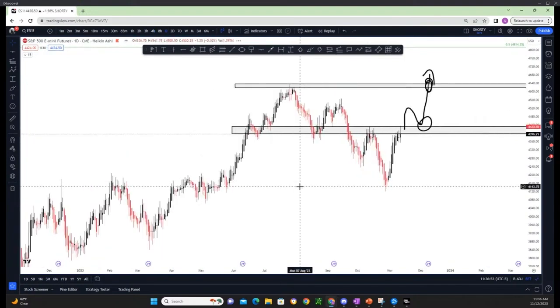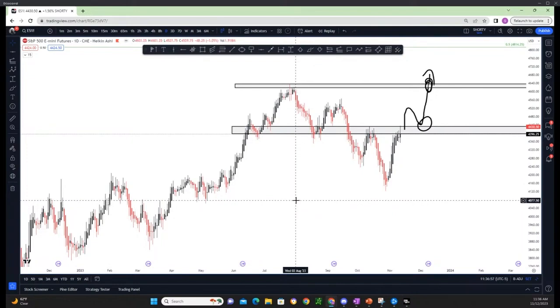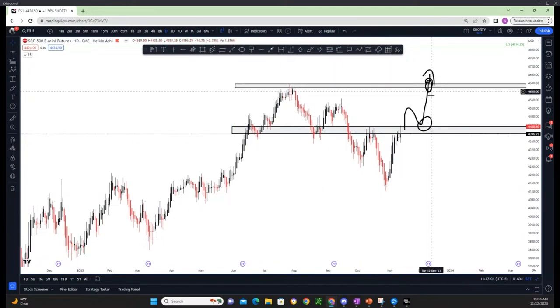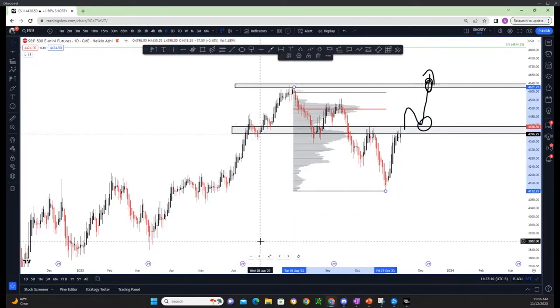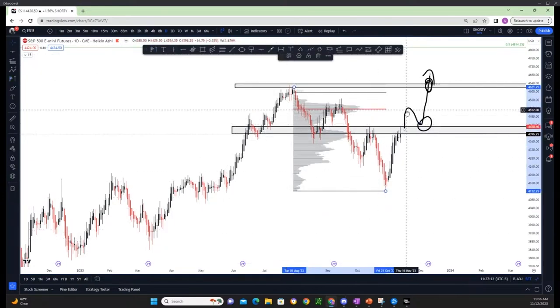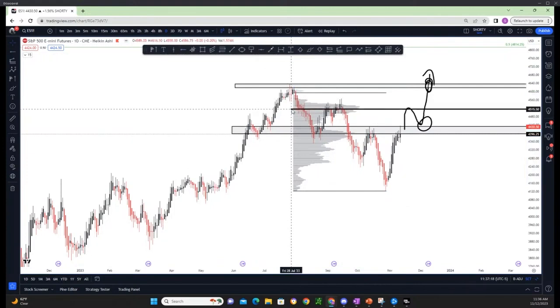If you go on a daily here, what changed? Nothing yet. This setup here that I drew is what you want to see, because when I draw this from here to the bottom, why would I assume the POC is there? Look at how much time we spent here.